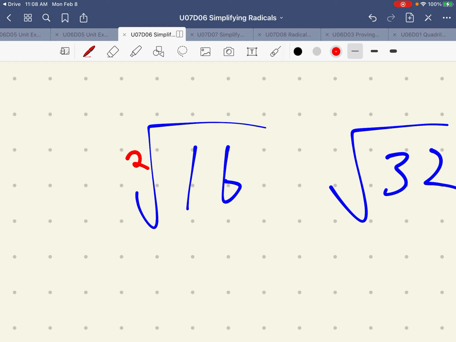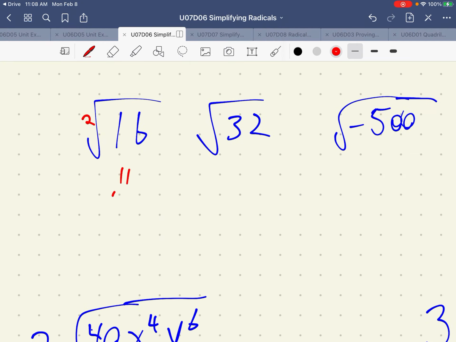If it had an index of 1, it would mean you weren't doing a square root. So what a square root, or a radical with a root 2, means is: what number do you need to multiply by itself twice in order to get the value inside of the radical? In other words, in this case, what number would we have to multiply by itself twice to get 16? The answer is 4. The reason for that is 4 times 4 is equal to 16.